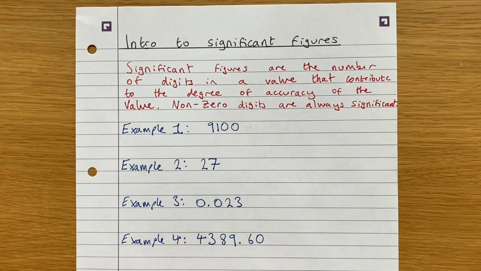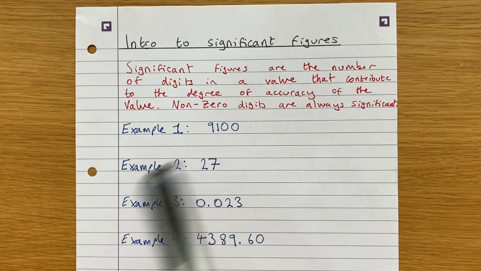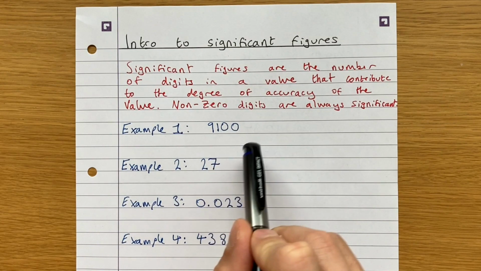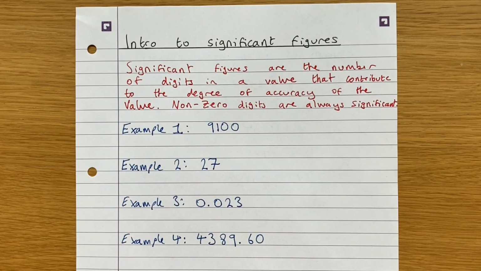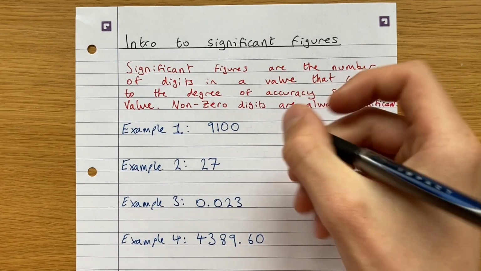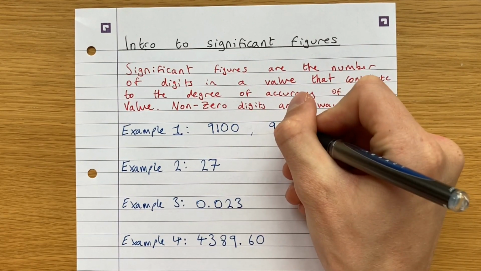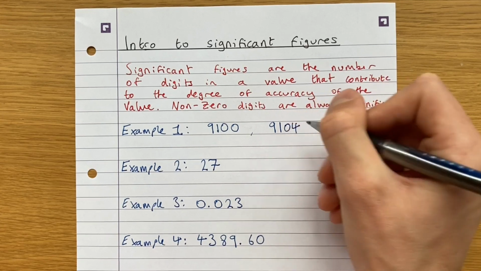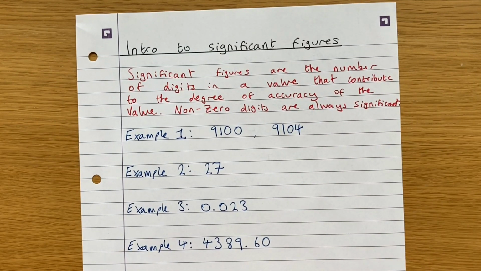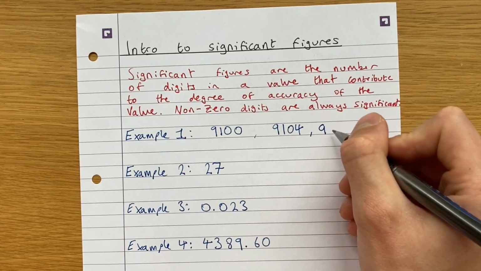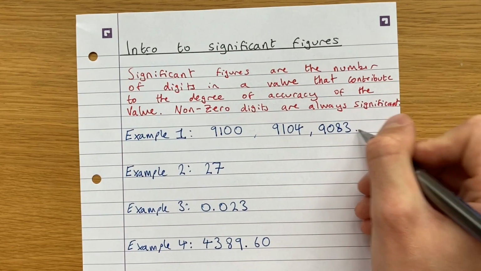So let's have a look at the number 9,100. If we're looking at how many significant digits are in this number, we just need to think about degrees of accuracy. So in this number, if we look at this as a measurement, let's say 9,100 meters, what we can say is that the zeros don't contribute to the degree of accuracy because they imply that this number could be rounded from another number, say, 9,104, and they've just rounded down, or, I don't know, 9,083, etc.